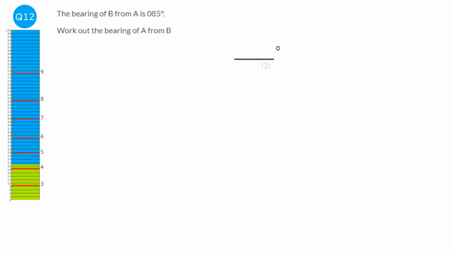So I'm going to start off with a quick sketch, and we know that the bearing of B from A is 85 degrees. So we're going to have A here and B here. And let's just draw a line between them, and let's do both our north lines. And so we know that this angle here is 85 because it's the angle on the bearing of B from A, so it's 85 degrees.